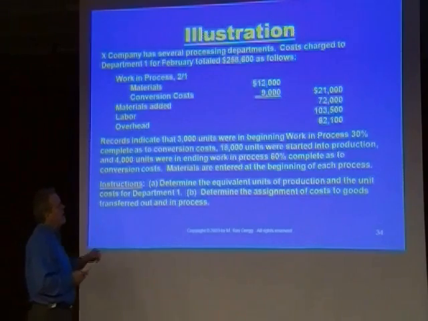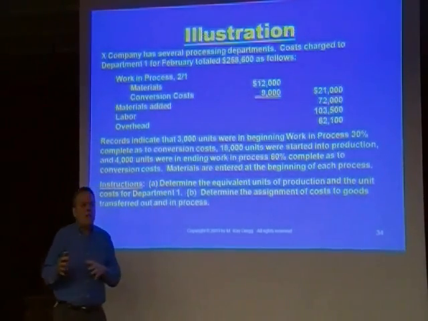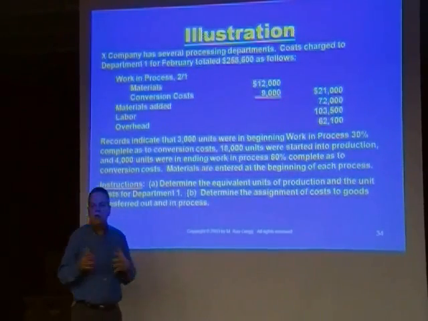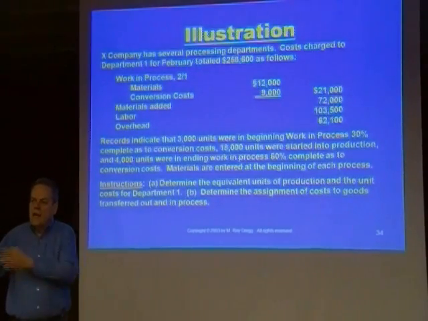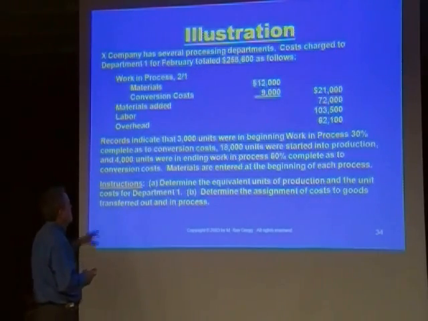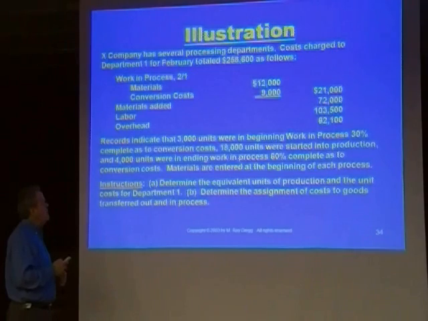Materials are entered at the beginning of the process. Earlier this hour, I said every problem we do will have some equivalent statement. Our assumption is consistently all the materials are added at the beginning. Labor and overhead is added gradually throughout the process. Instructions. Determine equivalent units of production and the unit cost for Department 1.